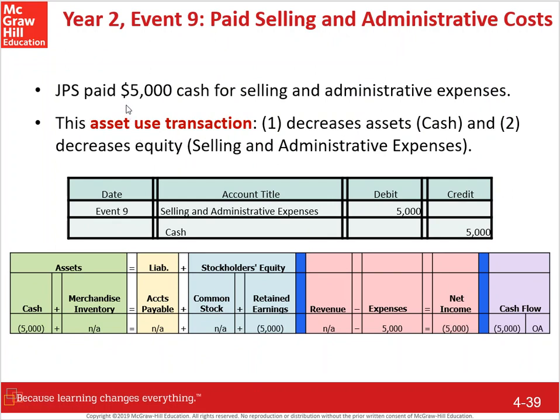Event 9, JPS paid $5,000 cash for selling and admin expenses. So we're going to debit the expense account, right? When in doubt, debit the expense account. I'll be honest, selling and admin expense is a pretty vague expense account title. We wouldn't typically use that in the real world, but that's fine in this setting. So we're debiting the expense account, selling and admin expenses, and we're crediting cash. So again, asset use transaction. Both sides of the equation going down, cash is decreasing with a credit, retained earnings is decreasing because we have an expense, that's our debit to selling and admin expense, and our cash flow type is OA.